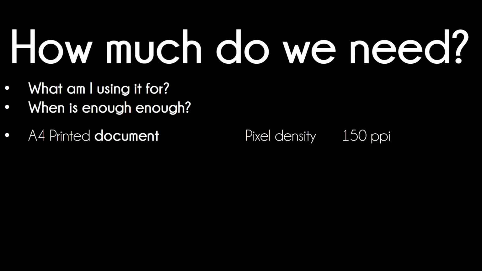So if I print something, I make sure that nothing has a lower pixel density than 150 pixels per inch. If I'm printing out a big poster, like A3 format, I don't need to have the pixel density quite as high. So I can get away with 70 pixels per inch most of the time. This is because you won't be up close to the poster, you'll be standing from afar and watching the image as a whole.